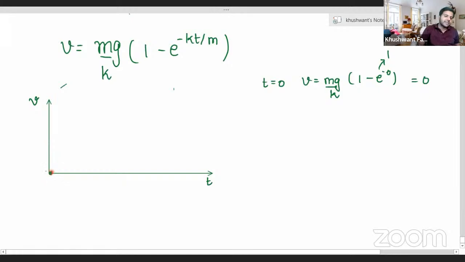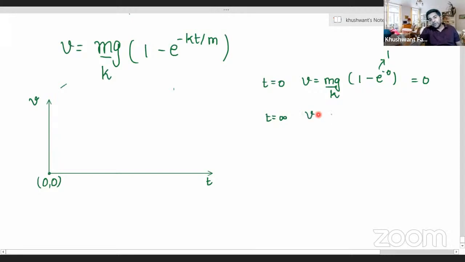That means 0, 0 will be the starting point for this curve. Are we clear on this point, Swarada? Easy? Okay, so this curve will start from here. Now let us talk about time t is equal to infinity. After a very long time, what will happen to velocity? This is important. Look carefully, everybody.